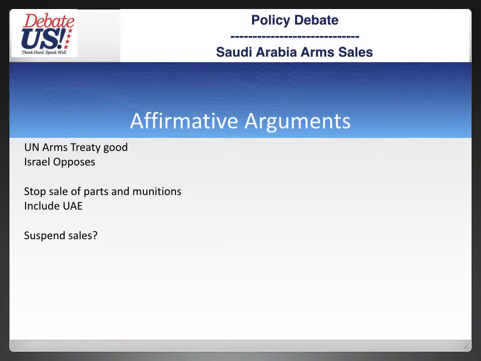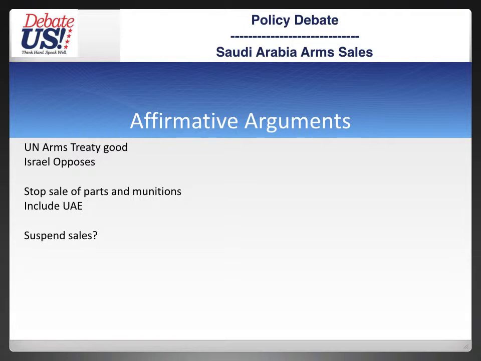Obviously the difference between offensive and defensive weapon systems is a little bit debated, because if you're attacked, you need jets to defend yourself. You need ammunition to defend yourself. So it is not a clean distinction, but you may be able to say we'll cut everything except missile defense, or you could even make that into a counter plan if somebody cuts all sales.